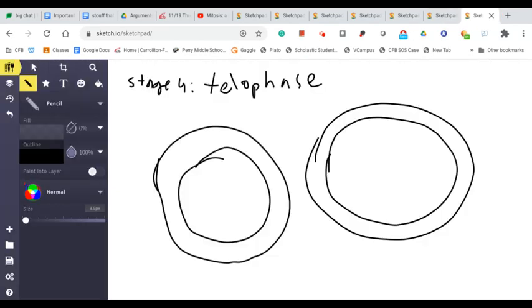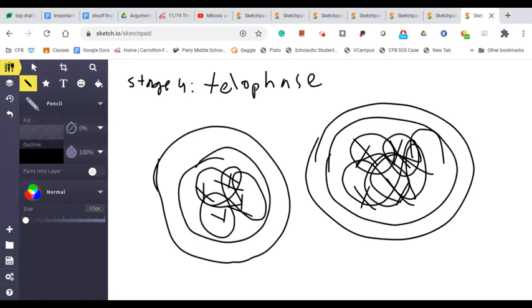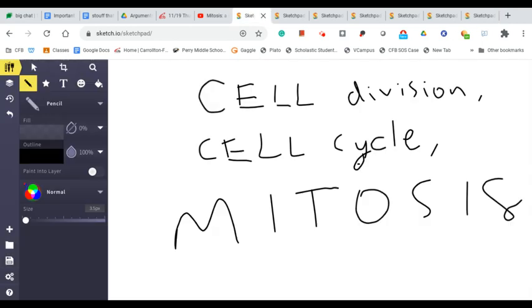And they form two sets that look like this originally, and then they become loose strands after pulling apart, and they are genetically identical. And this is mitosis in a short form.